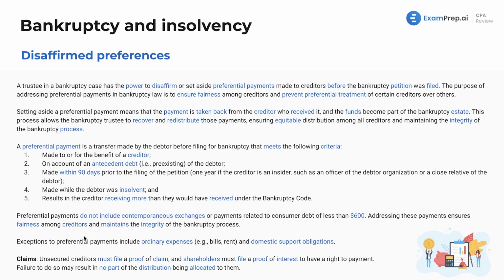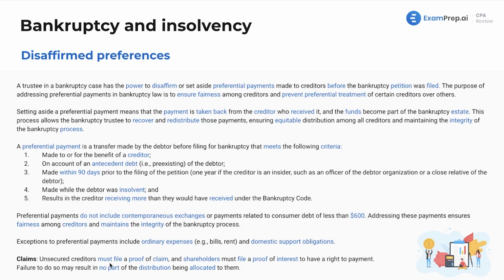Addressing these payments ensures fairness among creditors and maintains the integrity of the bankruptcy process. Now, exceptions to preferential payments include ordinary expenses such as bills or rent. All right, that's what I kind of mentioned. That was just a random example, just to paint a picture. And domestic support obligations. Remember, don't mess with the child support.